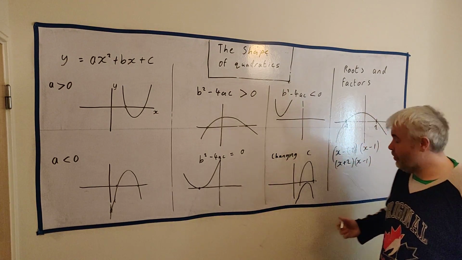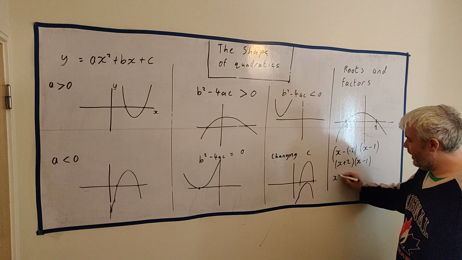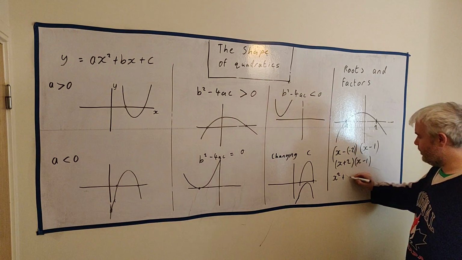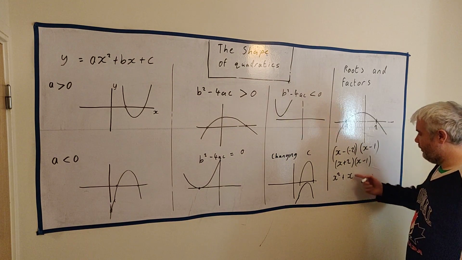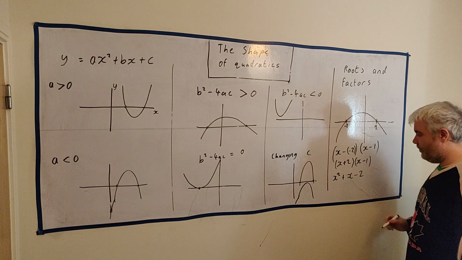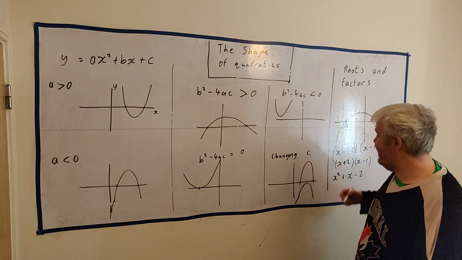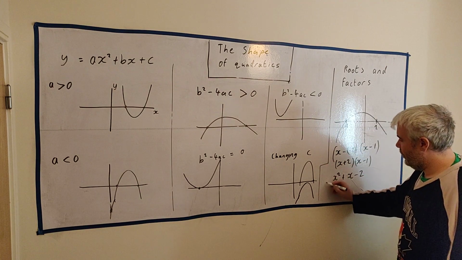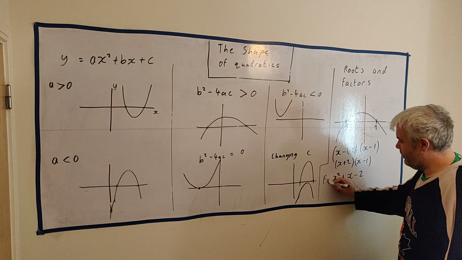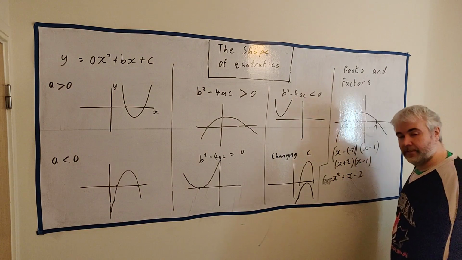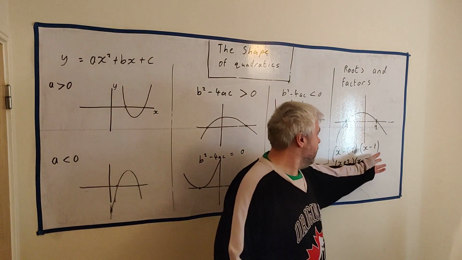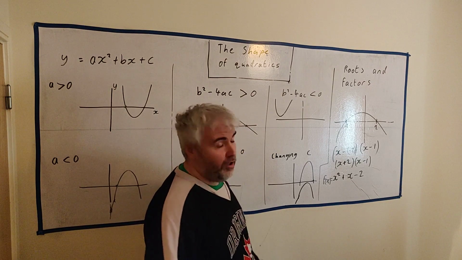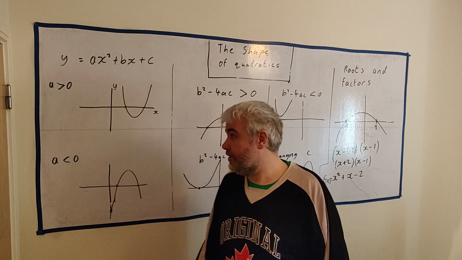In fact, we can go further and we can multiply this out. We get x squared plus 2x minus 1x is 1x minus 2. That is a quadratic. That is this quadratic. This is f(x) equals this. From the picture, we can get back to an equation. And that's it. That's all I wanted to say in this class.